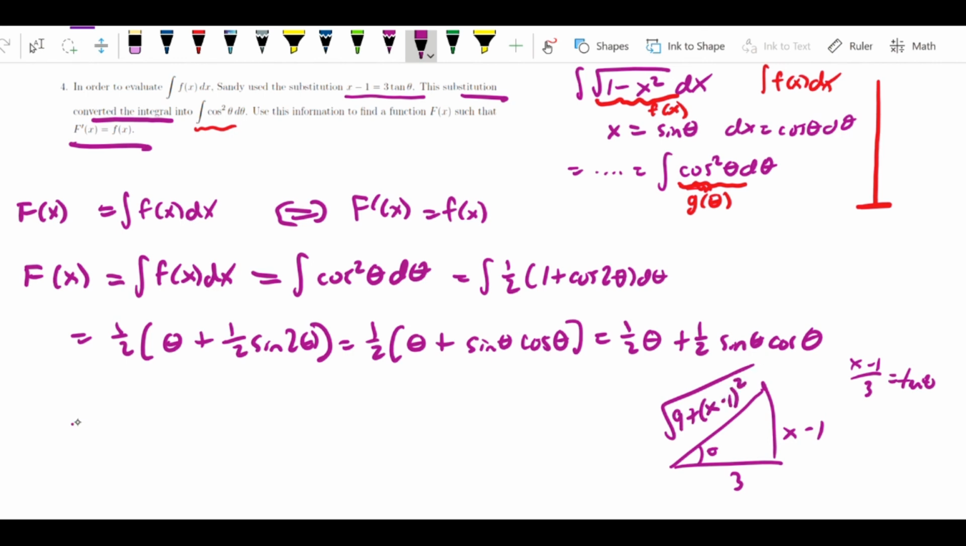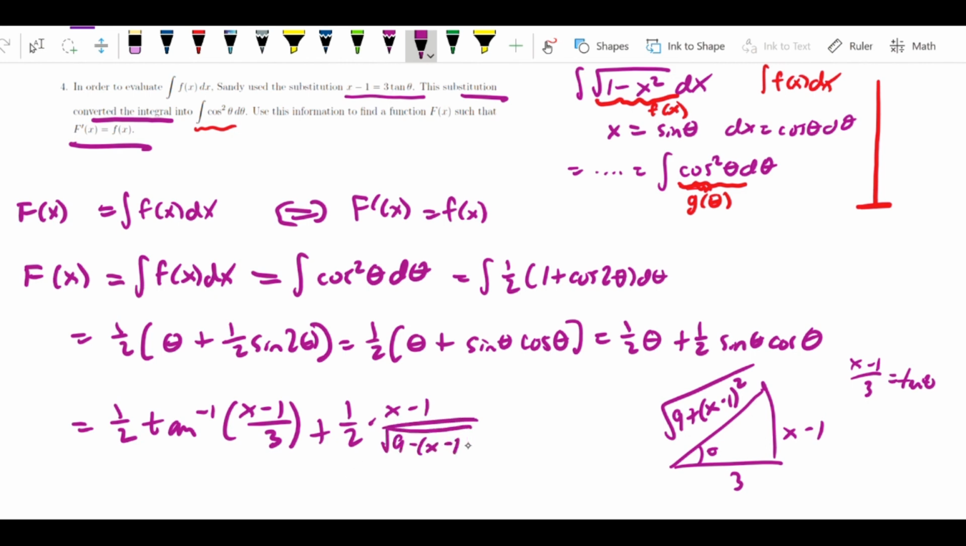So our final answer, once we do the back substitution, is 1/2. If tan theta equals x minus 1 over 3, then that means that theta itself equals arctangent of x minus 1 over 3. And then plus, we have 1/2 sine theta cosine theta. Sine theta is x minus 1 over the square root of 9 plus x minus 1 squared. And then cosine theta is 3 over the square root of 9 plus x minus 1 squared. So you could simplify it a bit from that point, but that's sort of beside the point. Whether you simplify it or not, this is the correct answer. Oh, I forgot, of course, the hardest part of the problem, the plus c.